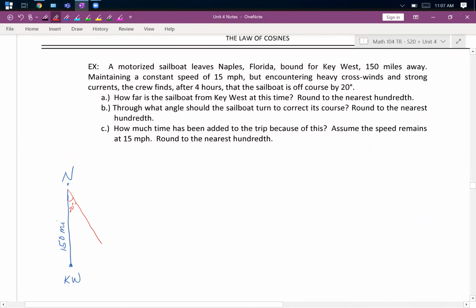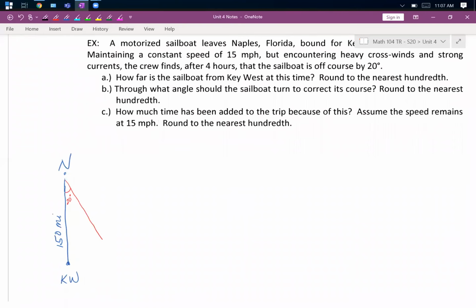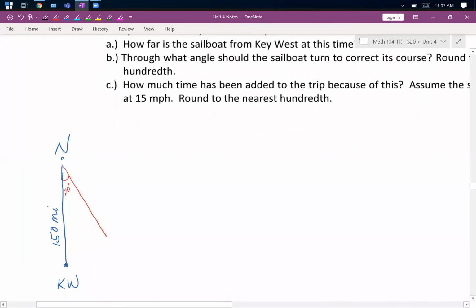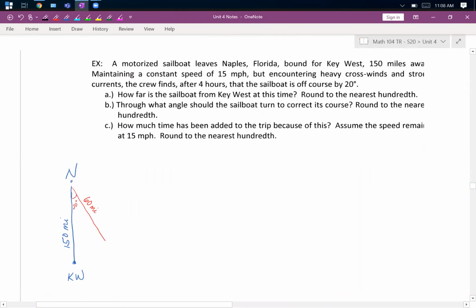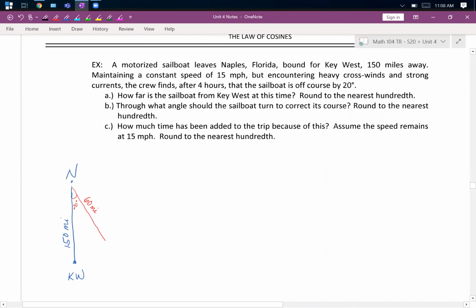So we're off 20 degrees there. It said they went 15 miles an hour for 4 hours. So this distance, rate times time, is going to be 60 miles. Let's make sure that looks good. Okay. Questions at all on the diagram?